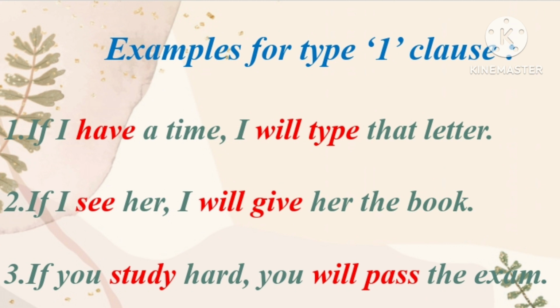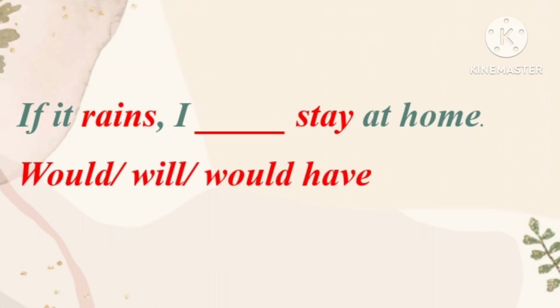Let us see the example with the options. If it rains, it dash stay at home. So when it rains, the option which may be the right answer here: would, will, would have. So I go with will. Yes, I will stay at home. Let us see the next example.